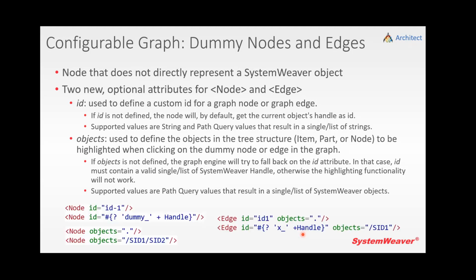And this is sort of what it looks like. So you've got some simple examples of node IDs and objects with strings and path queries. And then the same for edge.